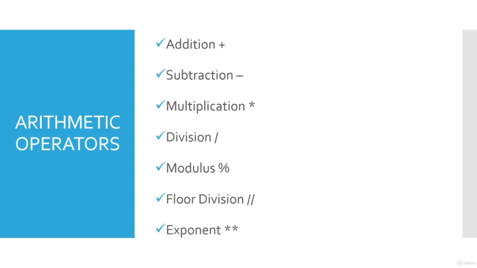Also, what is the meaning of the arithmetic operators in Python? Arithmetic operators are used to perform mathematical operations like addition, subtraction, multiplication, division, and so on. Now let's start with a simple example for using the plus sign operator that performs addition.